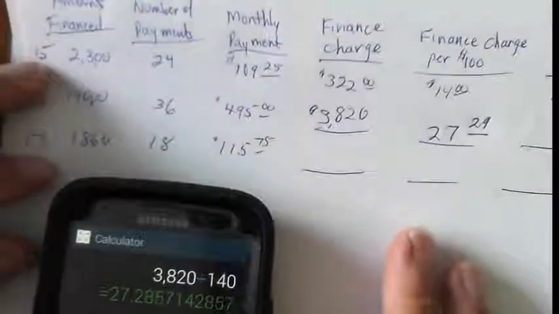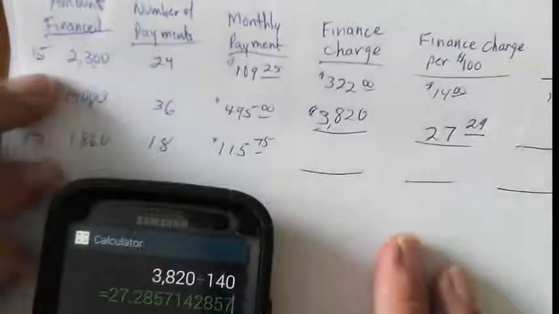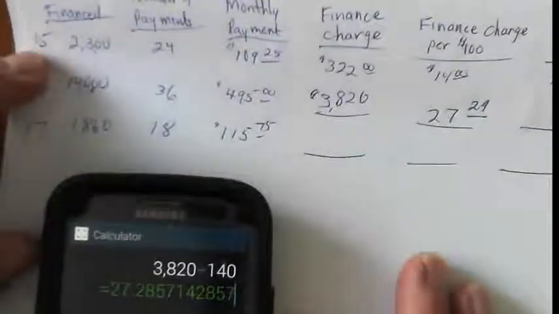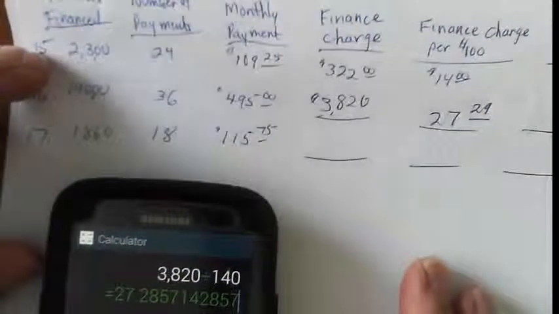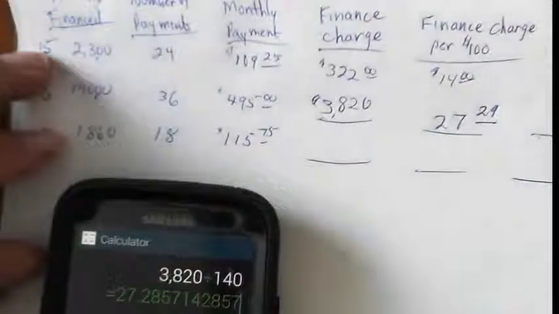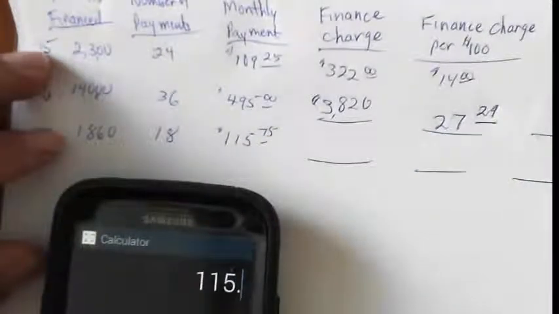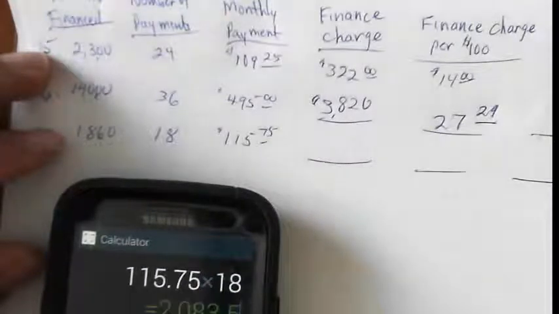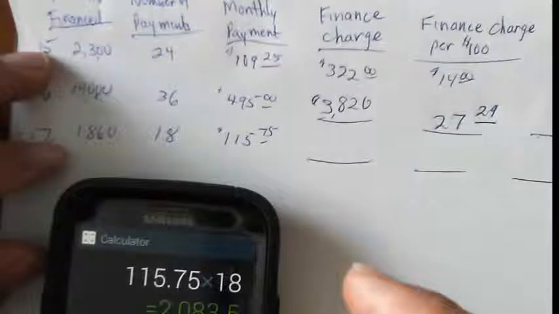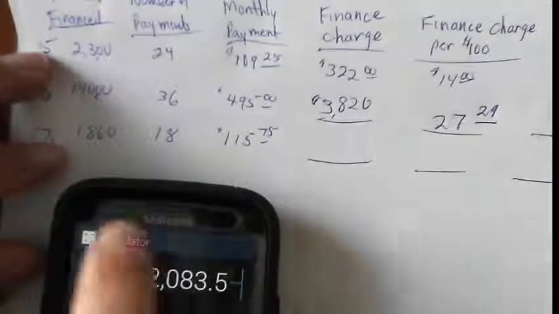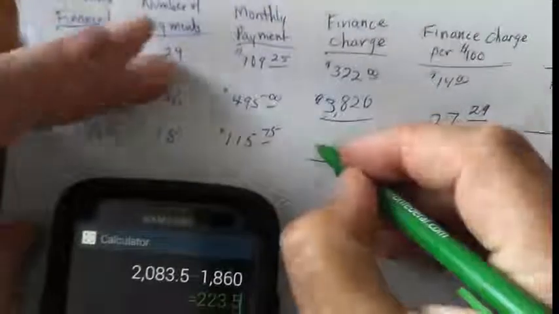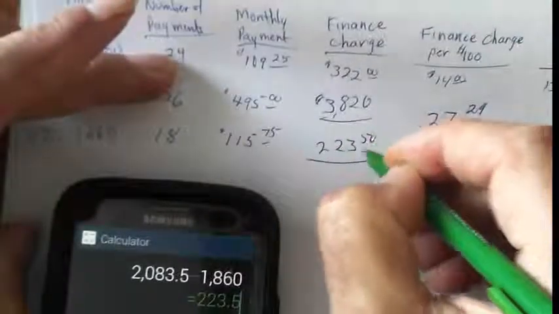This is one of your homework ones, but I want to do it because the amount financed is a decimal, so I wanted you per 100 as a decimal. I wanted to make sure you understood that part. So again, we have our monthly payment, 115.75 times 18 equals, okay, we're going to subtract the 1860. So we had 223.50.